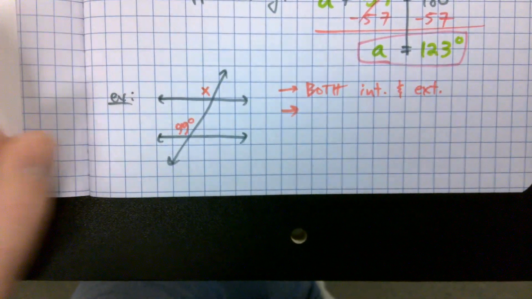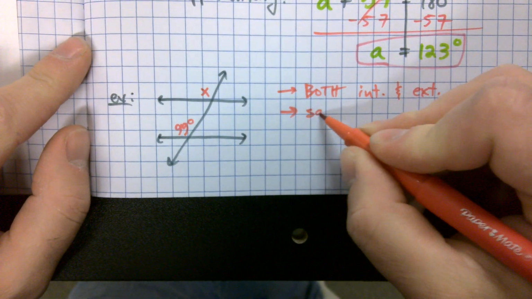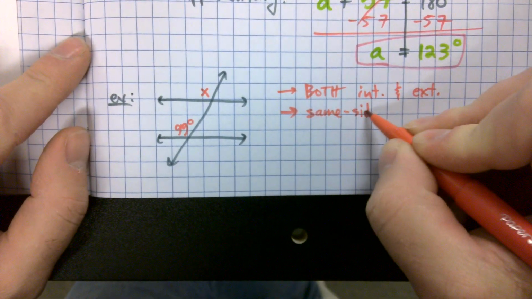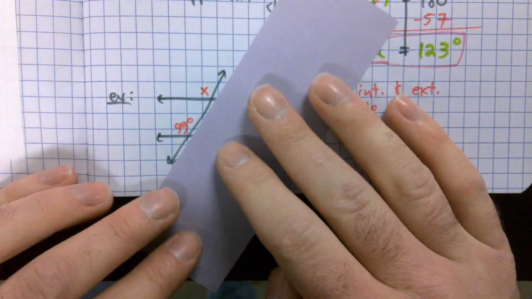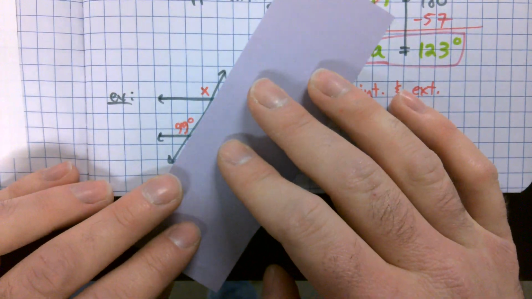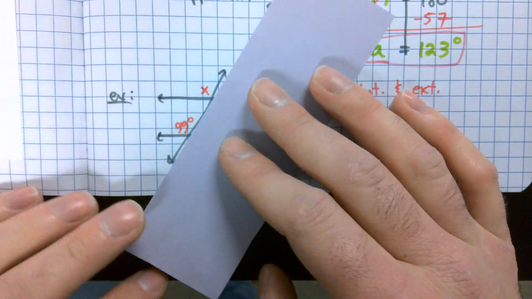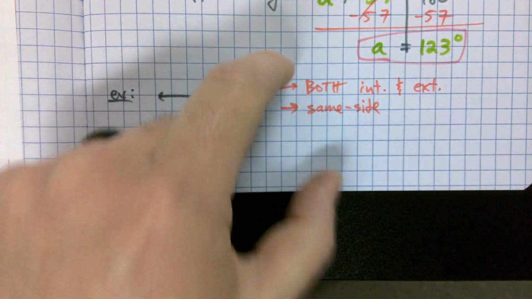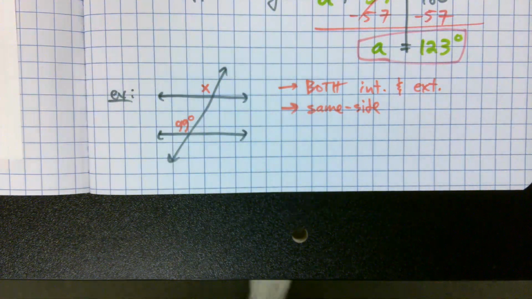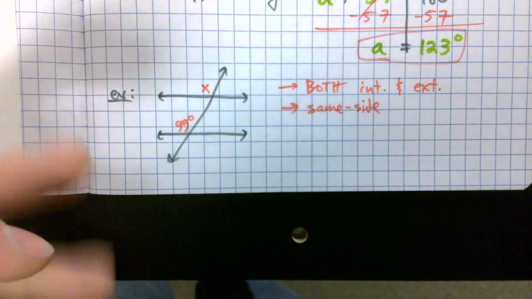Are they on the same side of my transversal or alternate sides? Same side. They're both to the left of my diagonal line. If you don't know how to answer that question, just cover up one side. If I can see them both, then obviously they're on the same side, right? So what relationship do we have that is on the same side, but there's one in and one out? Corresponding angles.